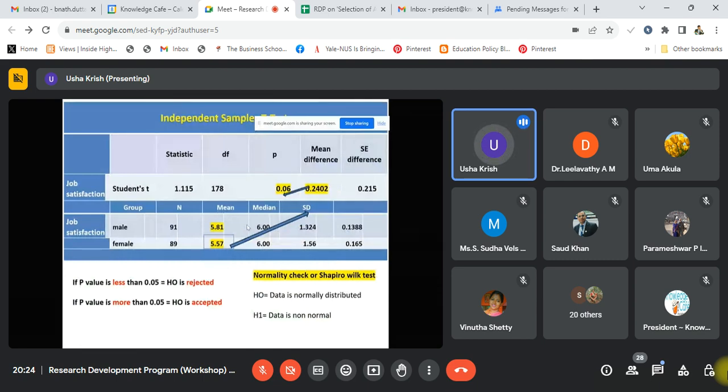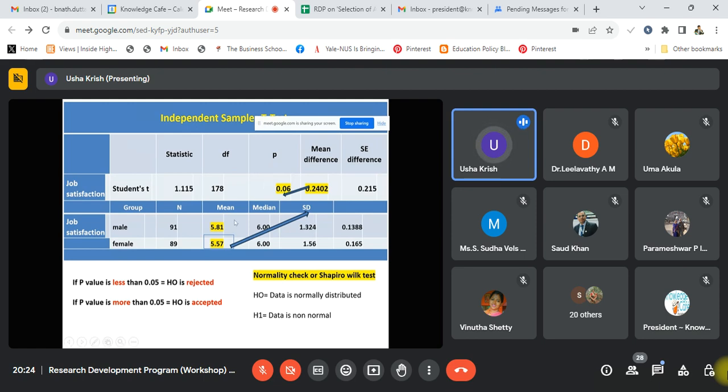This is how the t-test table will be. Before analyzing the t-test table, we need to do a normality check, or Shapiro-Wilk test. It is nothing but checking the normality. To do that, we need to take hypotheses like this: H0, data is normally distributed. H1, data is non-normal. If H0 is accepted, only then you can proceed with t-test calculation. Let us assume it is accepted.